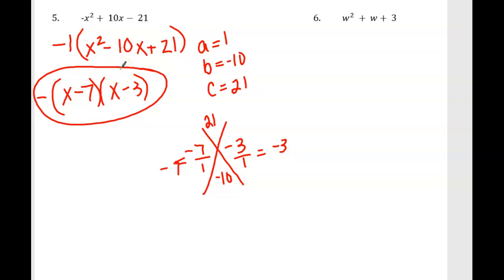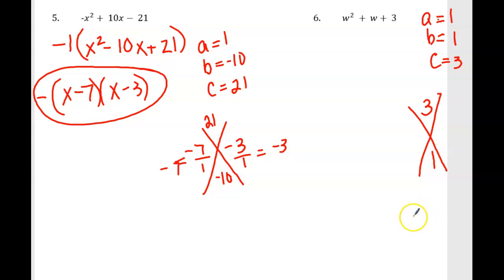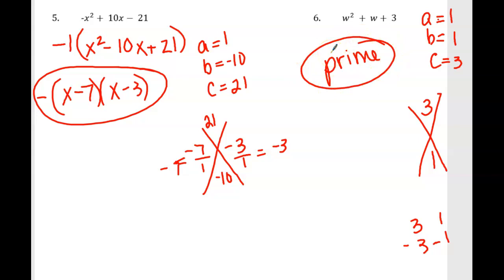All right. If I looked at number 6, my A is 1, my B is 1, and my C is 3. When I make my X, A times C is 3, and my B is 1, I don't have any numbers that I can multiply to get 3 that add up to 1. Think about it. My only two factors of 3 are 3 and 1. And if I add 3 and 1, I get 4. Or even negative 3 and negative 1, I still get a negative 4. So this is an example of a prime polynomial if you cannot factor it.